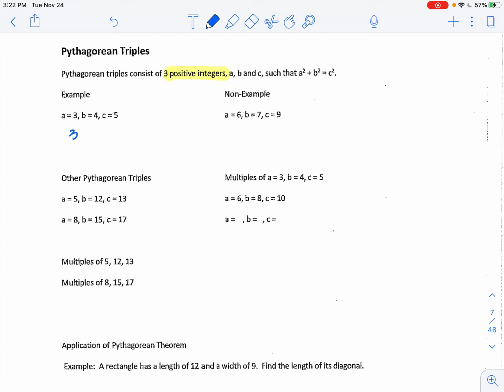So here are a couple examples. 3, 4, and 5. If I were to square 3 and square 4 and add those together, does that equal 5 squared? Well, yes. 9 and 16 equal 25. That's what makes them a Pythagorean triple.